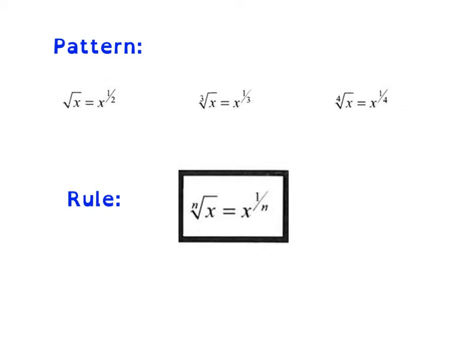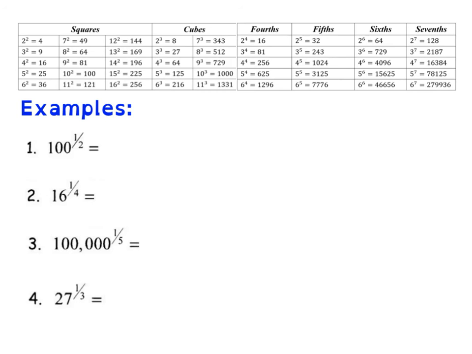What is an nth root? Well, we know that the square root is the same thing as x to the 1/2 power, or the cubed root is the same thing as x to the 1/3 power. The fourth root of x is the same thing as x to the 1/4 power. The rule we need for this section is that the nth root of x is the same as x to the 1/n power. How are we going to use that?